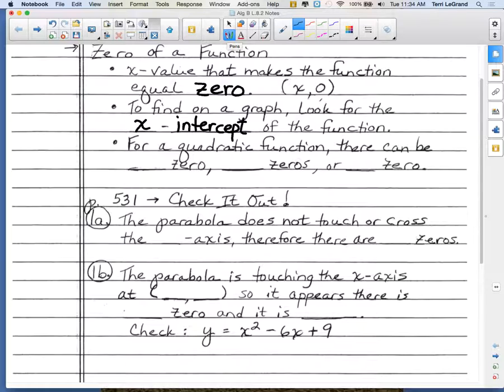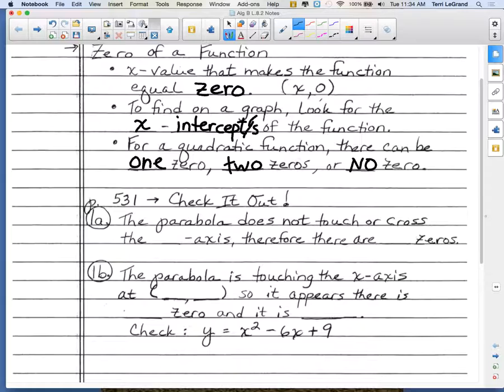And I'm going to put a little /s behind it, because I'm guessing that sometimes in our homework for today, our parabolas cross the x-axis in more than one location. So here are the options that we have. For a quadratic function, there can be 1 zero, 2 zeros, or no zeros at all.